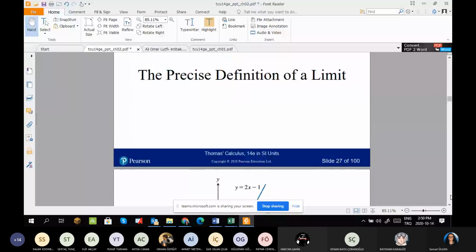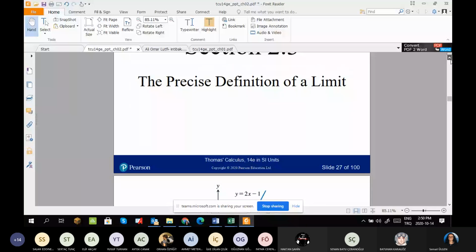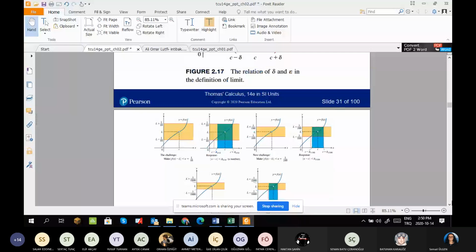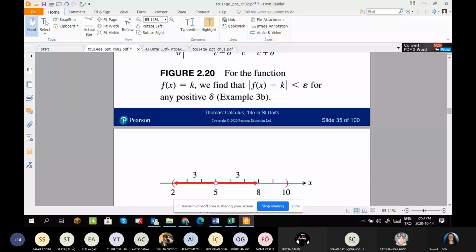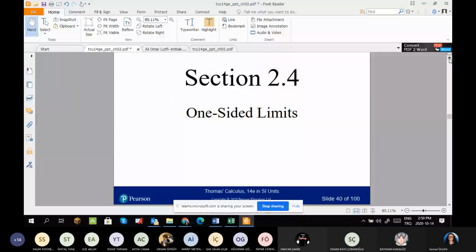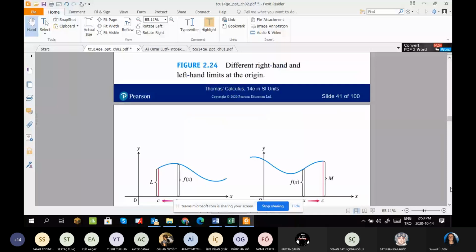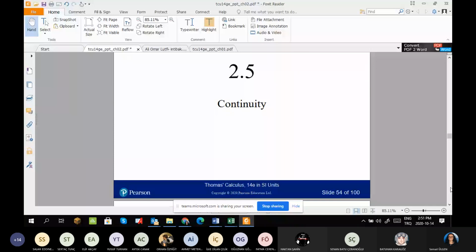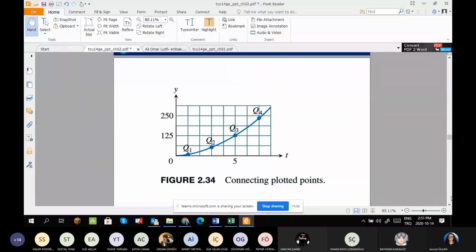We are going to skip this precise definition of a limit. Section 2.3 we will skip. Okay, and then let's see what's in section 2.4. We are going to talk about the one-sided limits. Nice examples here. And then we are going to talk about the continuity. All right, and then let's see what do we have next.